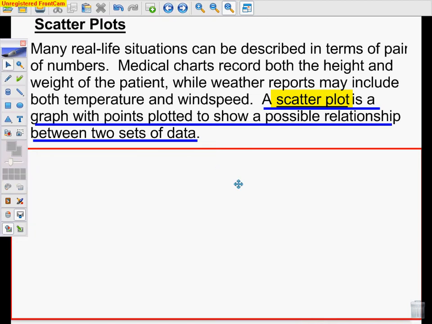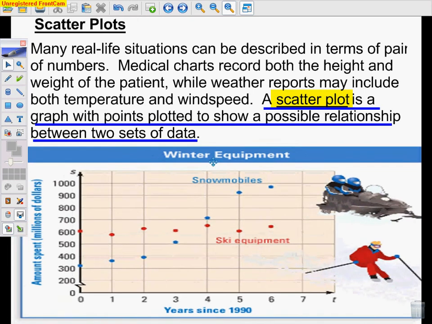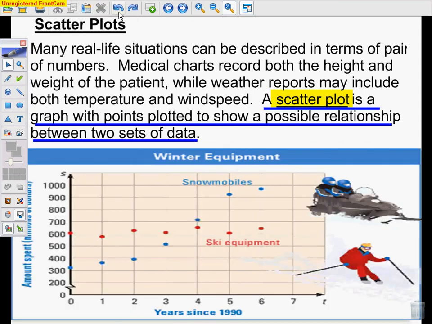Here's an example of a scatter plot. You even had an example of a scatter plot at the beginning of the lesson when it came to the lemonade and the temperatures. This scatter plot shows us about winter equipment. On the x-axis it shows the years since 1990, and on the y-axis, the amount spent in millions of dollars.